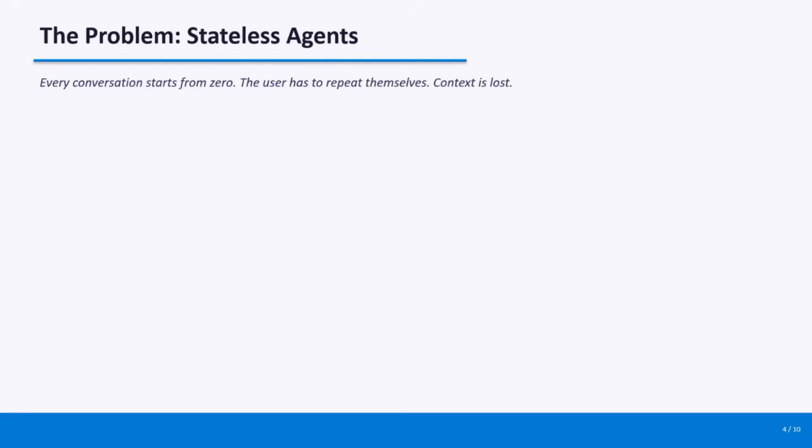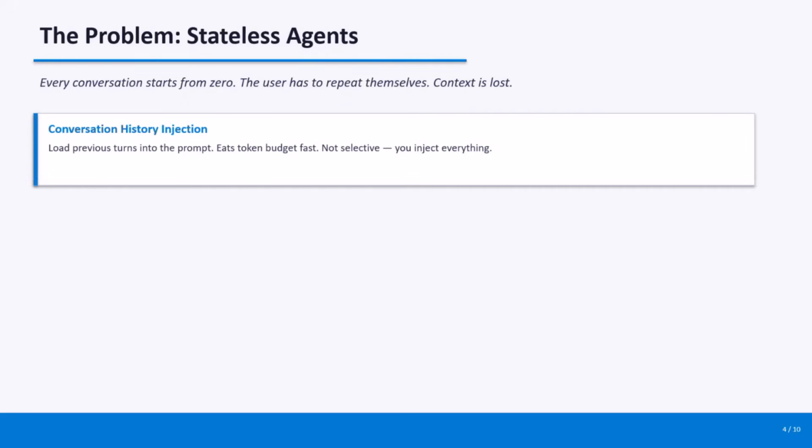So developers have tried three main workarounds for this. The first is just injecting the entire conversation history into the prompt. That works for a bit, but is completely unselective. Every turn goes in, your token usage balloons and performance drops as the conversation grows.